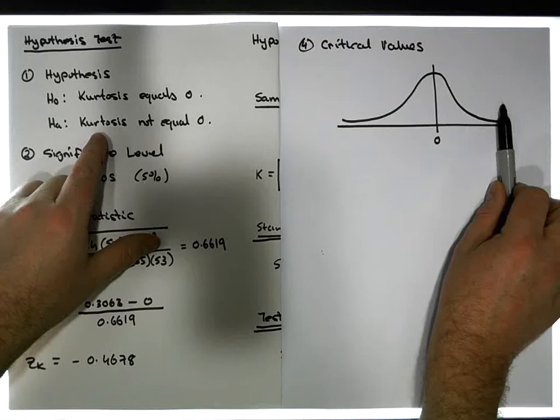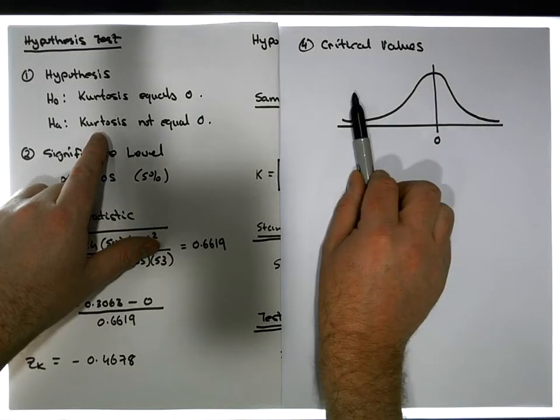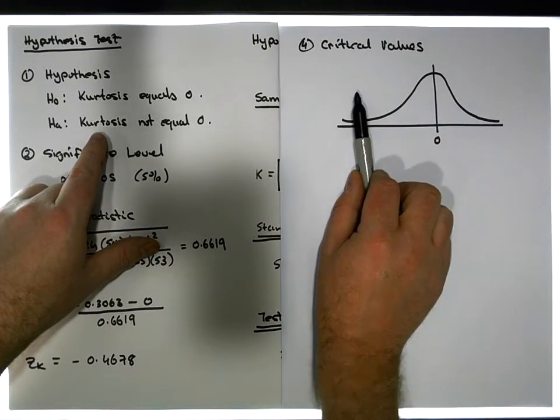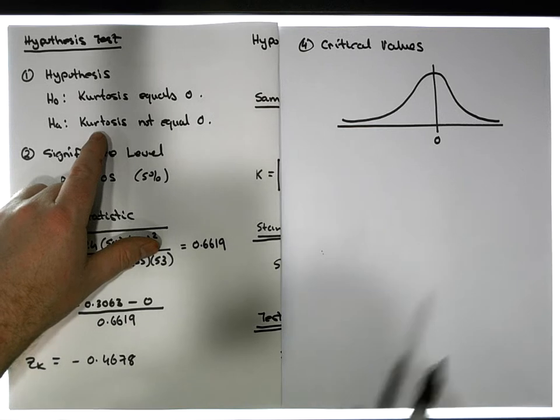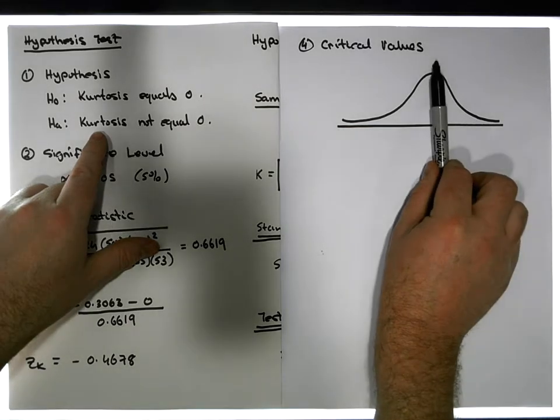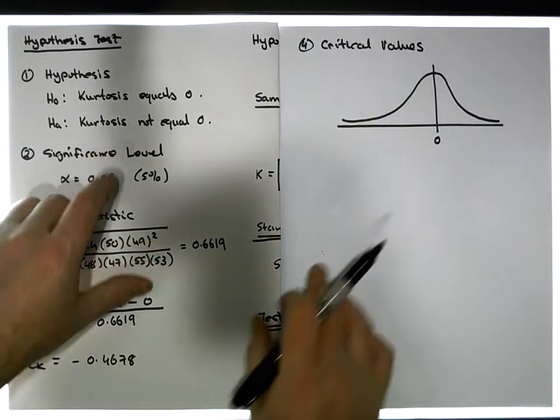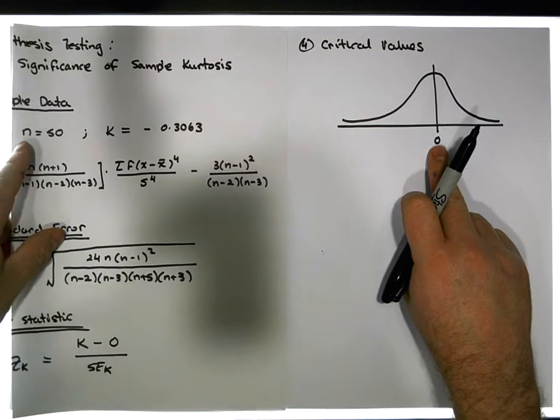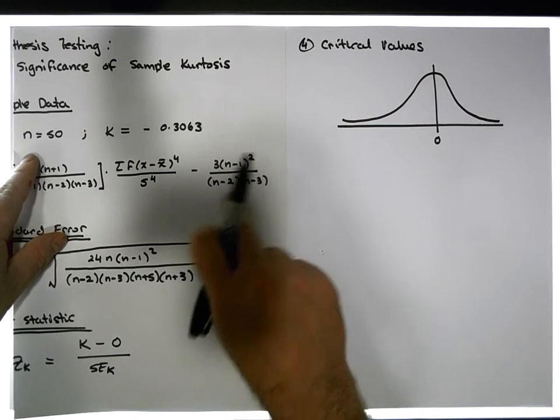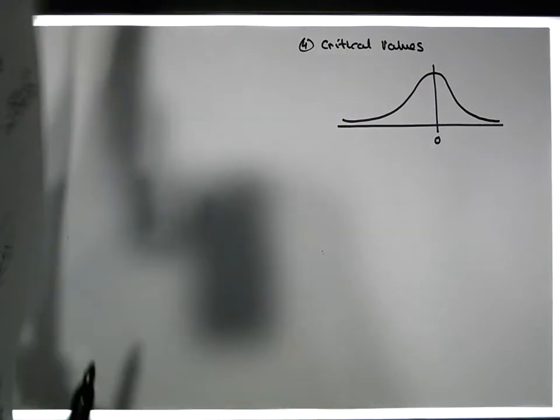That it's leptokurtotic, or whether it's negative, that is evidence to suggest that it's platykurtotic. Either way, it will be evidence to suggest that it is not mesokurtotic, that the kurtosis is not 0. And don't forget, we've transformed our kurtosis back to 0.